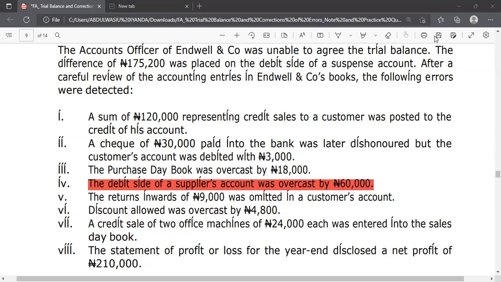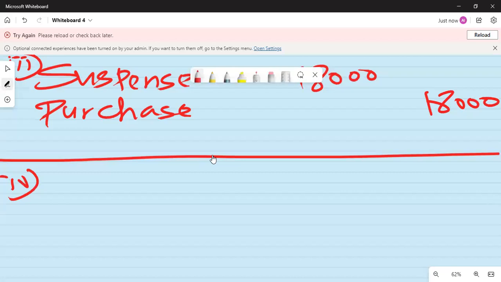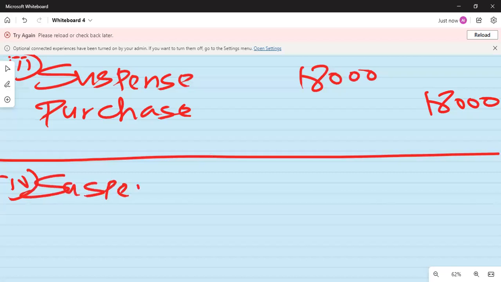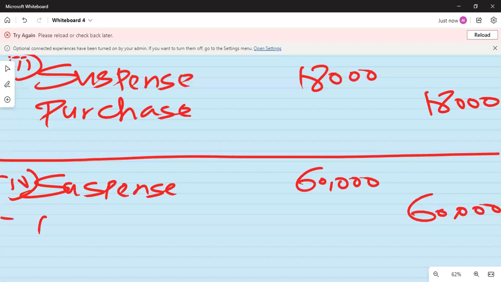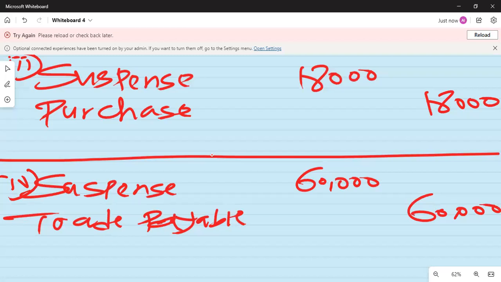You can see the wording is not just that the supplier's account was overcast. They say the debit side of the supplier's account was overcast by 60,000 naira. There are indicators to it as well. Since the debit side was overcast, suspense account will be debited with 60,000 naira, and the supplier's account, the trade payable, will be credited.